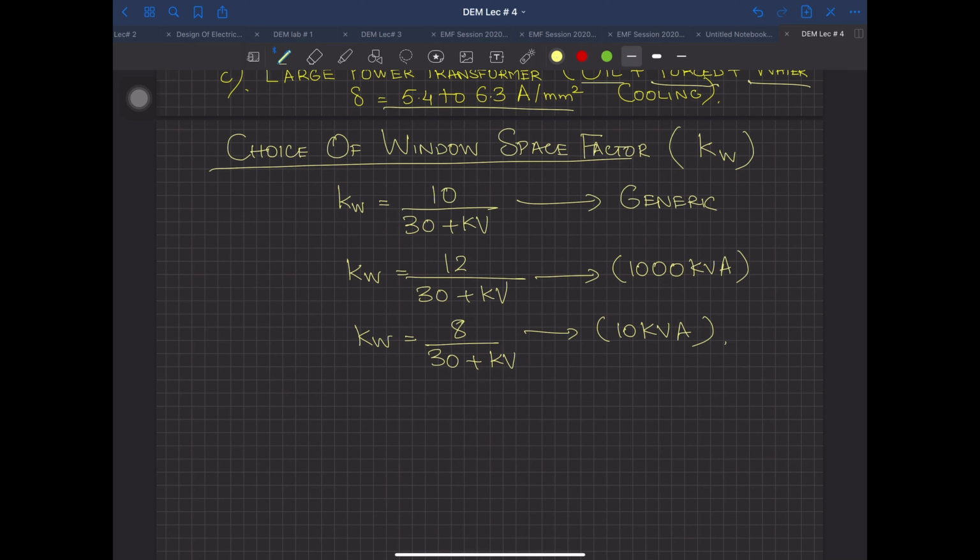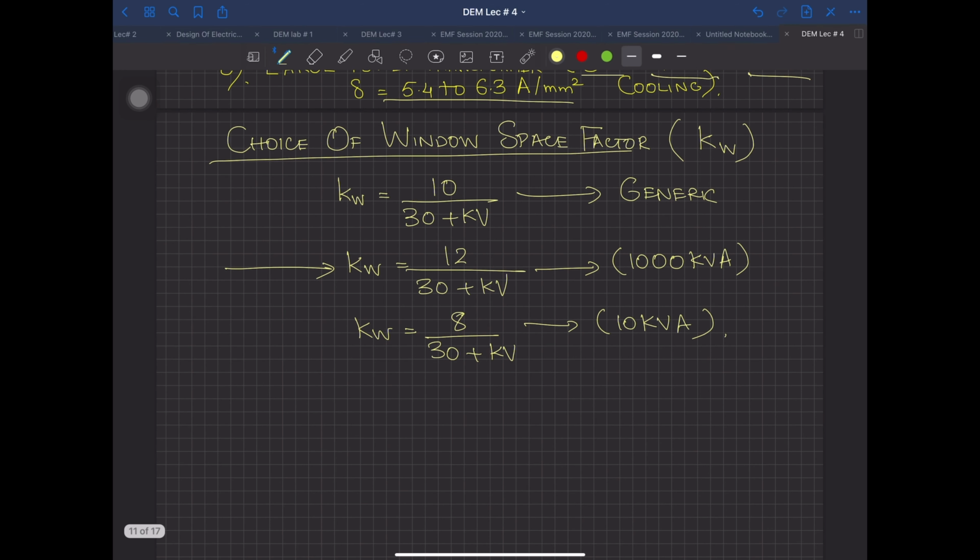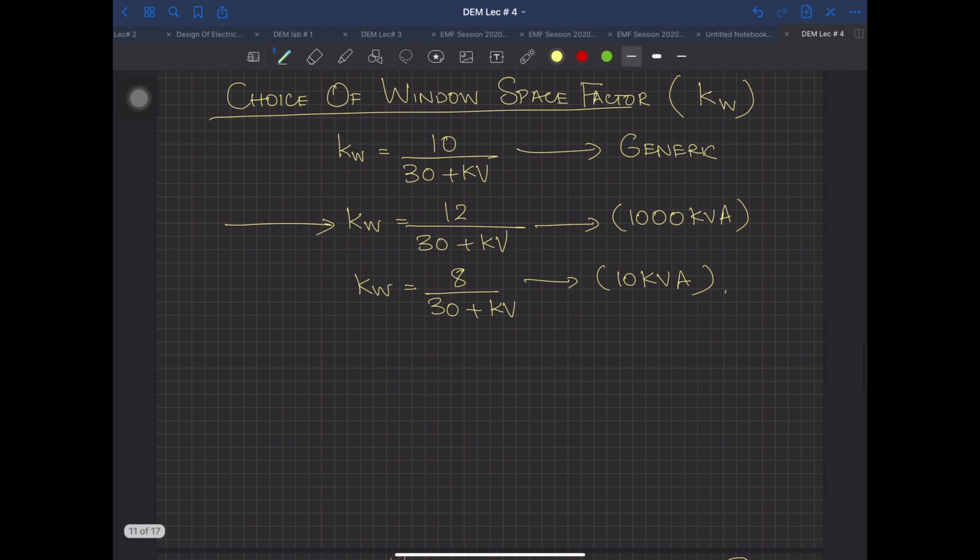You can see this is in between. 8, 10 is in between. So you can see if you are going for a larger size or higher size of the transformer, your KW factor is going to decrease. So as you are going towards higher capacity, your window space factor decreases, and there is a whole table on this one. I'm not copying this table. You can see this from your books. This is the window space factor over here. And as the kVA rating increases, you are going to have a different KW or window space factor.